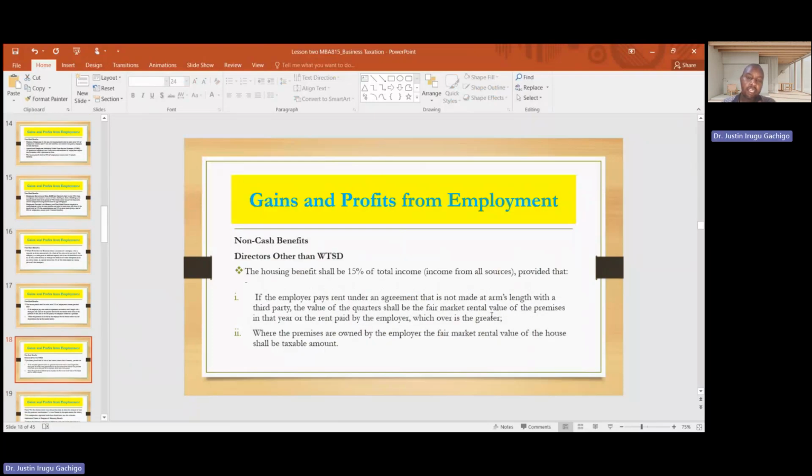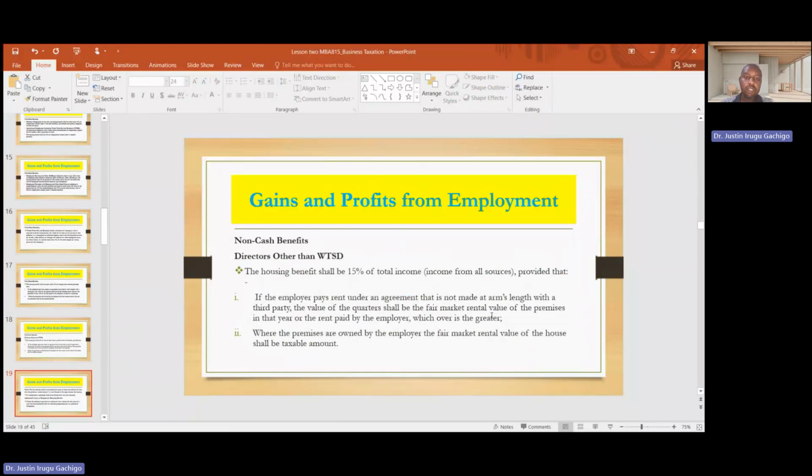Then we have the director other than a whole-time service director, and in this case the housing benefit shall be 15% of the total income, provided that if the employer pays rent at an agreement that is not made at arm's length with that party, the value of the quarter shall be the fair market rent value of the premises in that year, or the rent paid by the employer, whichever is greater. So this is the same concept that we just discussed for the whole-time service director. Where the premises are owned by the employer, the fair market rent value of the house shall be taxed. Again, we have also discussed this concept in the case of the whole-time service director.